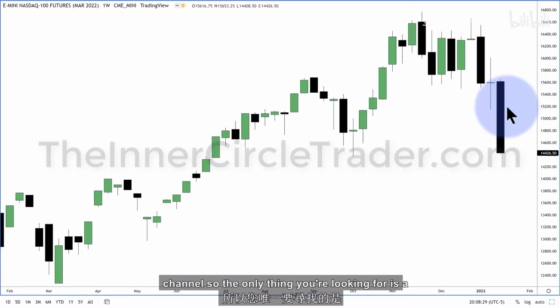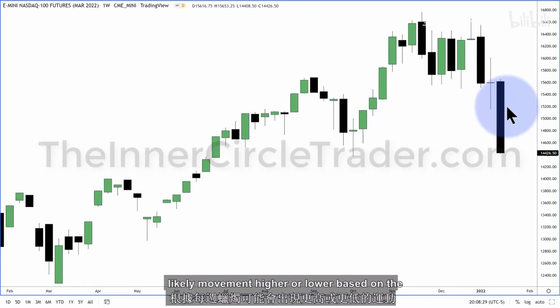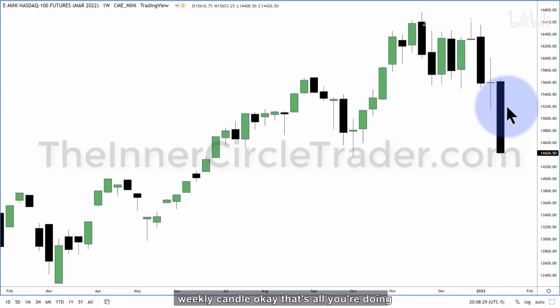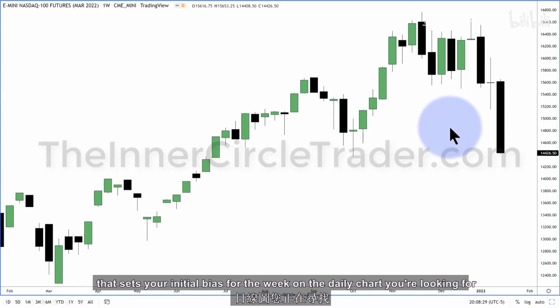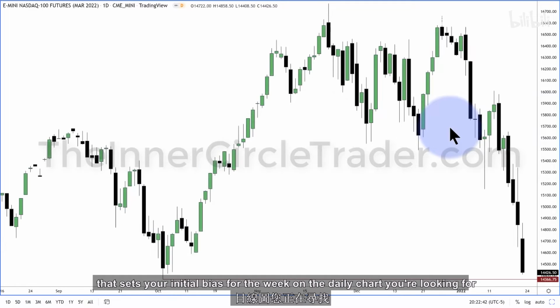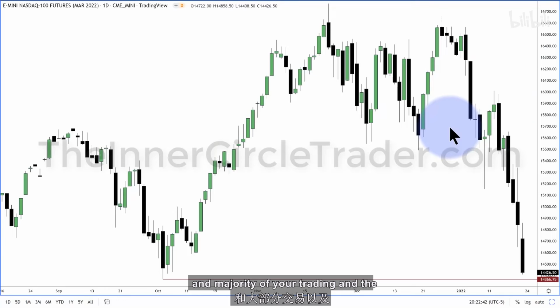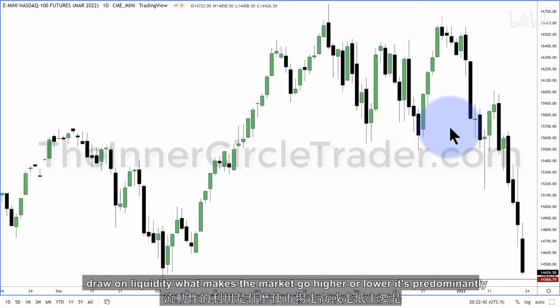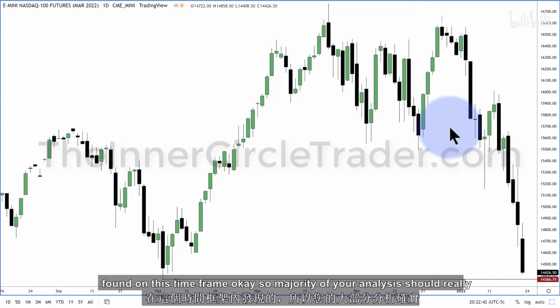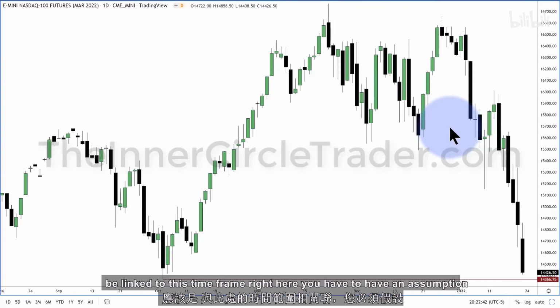So the only thing you're looking for is a likely movement higher or lower based on the weekly candle. Okay, that's all you're doing. That sets your initial bias for the week. On the daily chart, you're looking for swing highs and swing lows to get your liquidity, and the majority of your trading and the draw on liquidity, what makes the market go higher or lower, is predominantly found on this time frame. Okay, so the majority of your analysis should really be linked to this time frame right here.